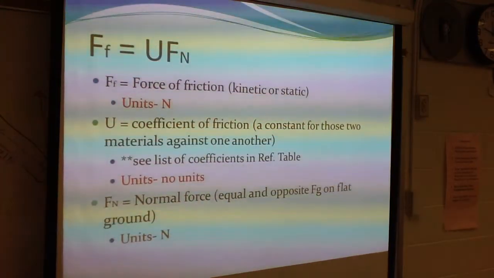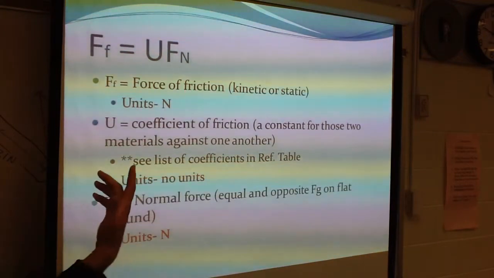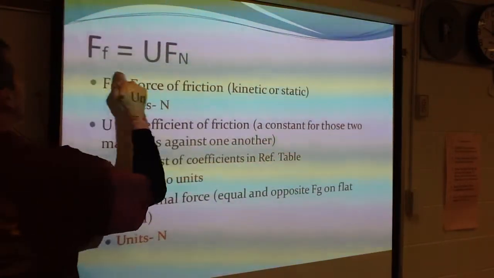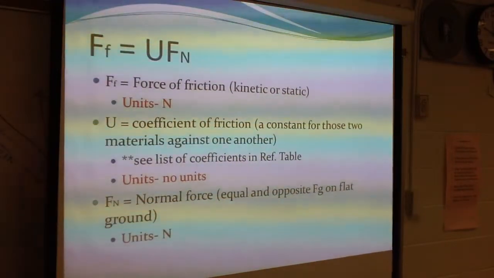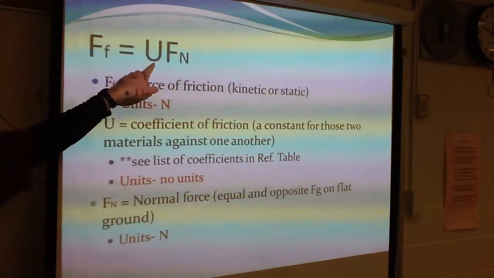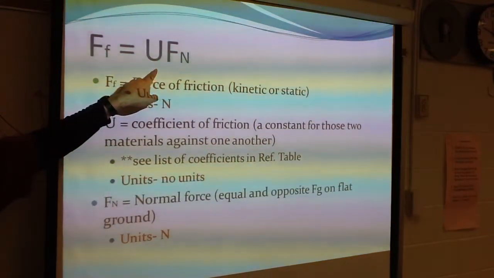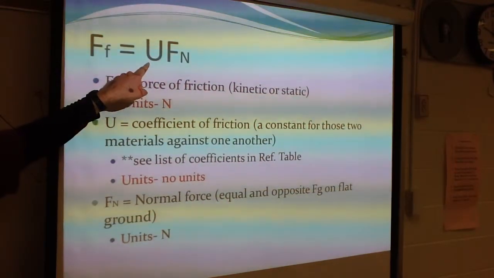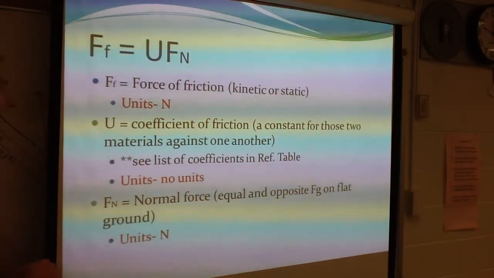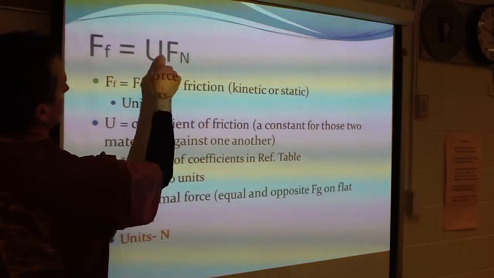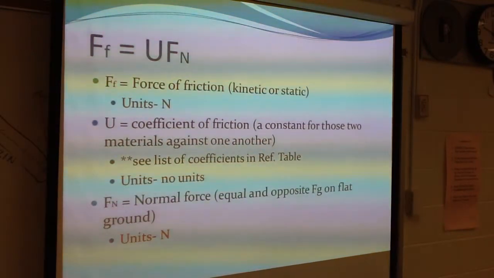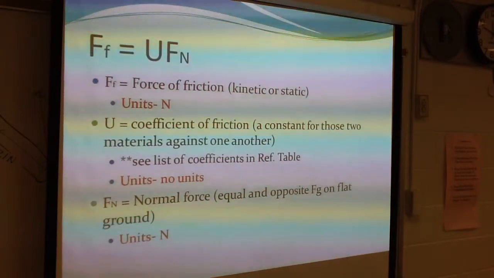Now there's an equation. And if you're following the pattern that I normally give notes in, you would put a box around this, because in your reference table it says F_f equals... that's actually a mu. It's a Greek letter. It's right after lambda. So lambda, mu. It's a U, and actually, when you write it correctly, there's like two tails on it. So F_f, force of friction, equals mu F_n.